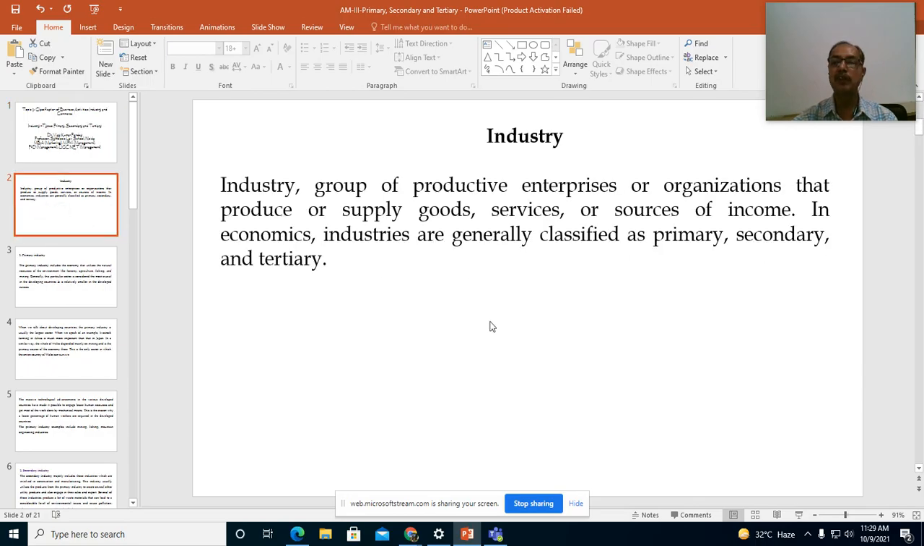So first of all, what is industry? Just the definition we can see here. Industry is a group of productive enterprises or organizations that produce or supply goods, services, or sources of income. In economics, industries are generally classified as primary, secondary, and tertiary. So we will see one by one.